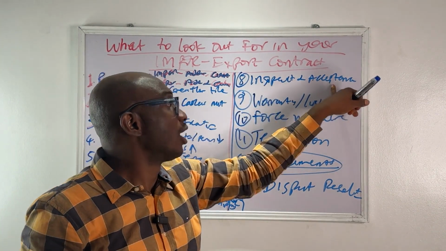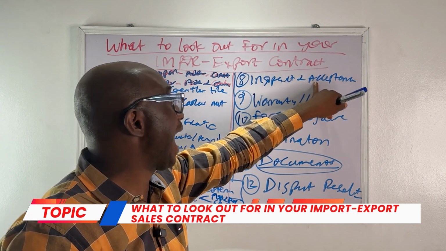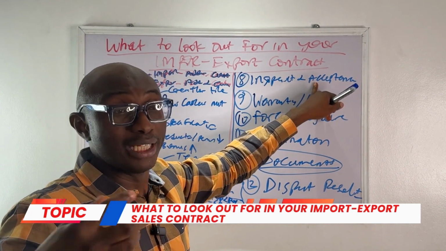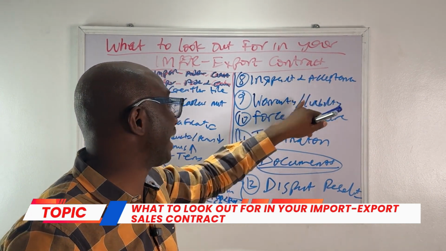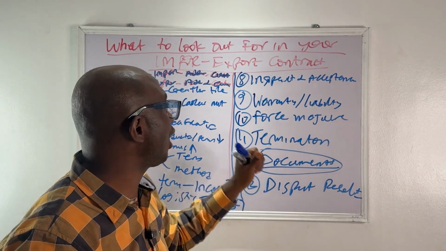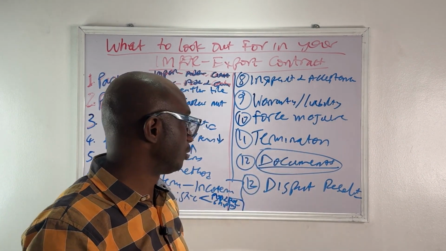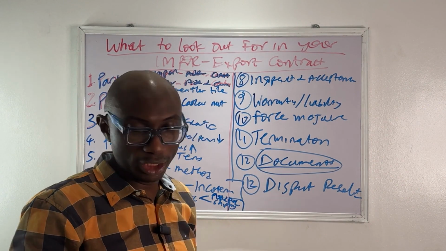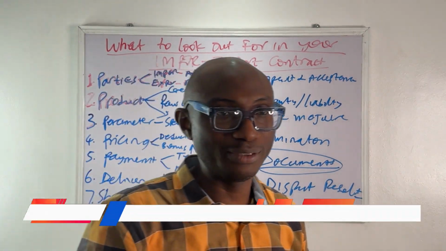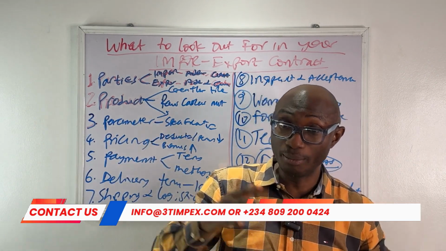Inspection and acceptance. Who is doing the inspection? What is he inspecting? What are the specifications he's inspecting? And what are the specifications that you accept, that you are okay with? Warranty and liability. If there are issues, who is responsible? Who is going to pay? Force majeure. Termination. Documentation. And lastly, dispute resolution. Please check all these against what you agree before you go ahead and sign.